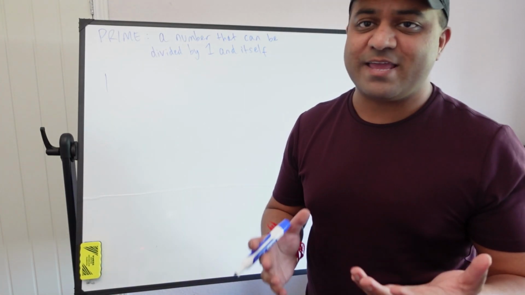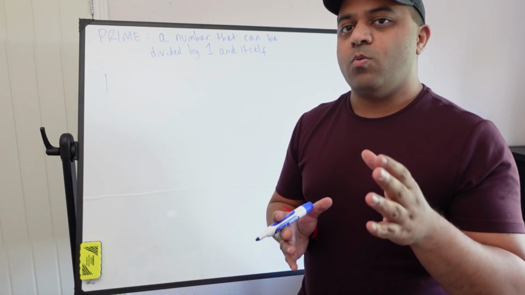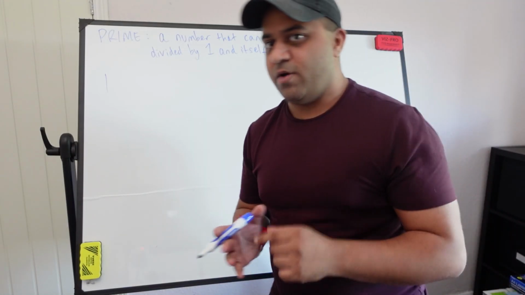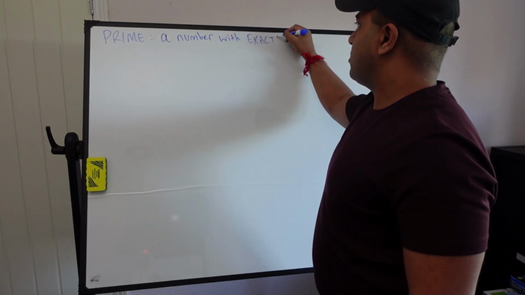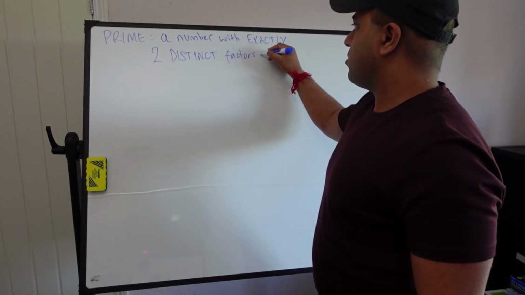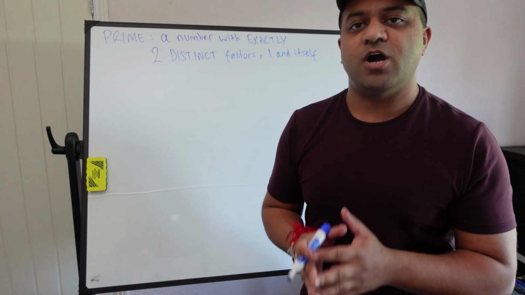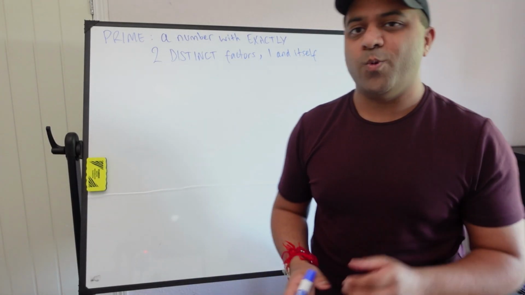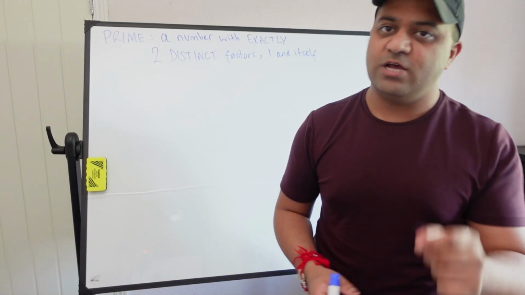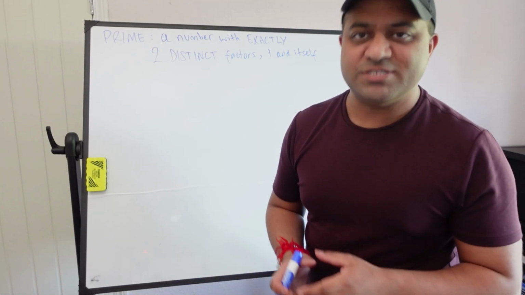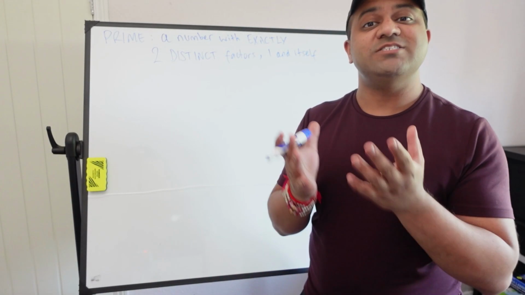Well, this definition is lacking something. I'm going to rephrase it by adding on one extra stipulation. Alright, here we go. Here is the revised definition of a prime number: a number with exactly 2 distinct factors, 1 and itself. So what does this word distinct mean? All it means is that the numbers have to be different. So the number 1 and a different number.